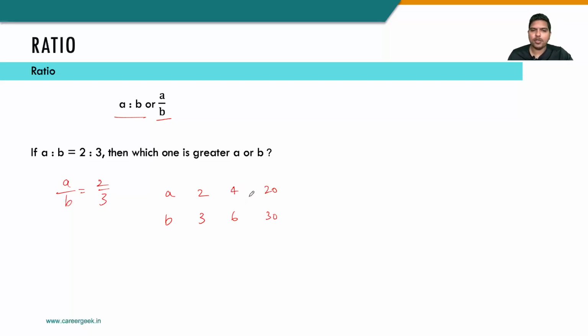So like this, if you see, there can be infinite values which will give the same ratio, 2 is to 3. Okay, so you must have thought of some of these. Can I say negative 2 and negative 3 will also give the same ratio, or negative 20 and negative 30?